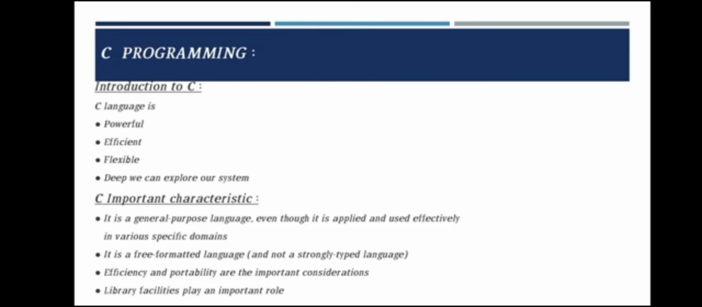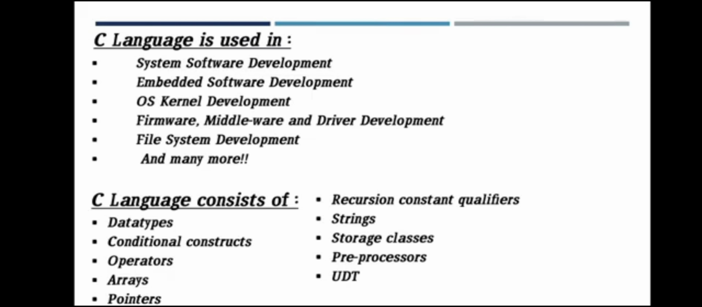Coming to C programming, C language is powerful, efficient, and flexible, and we can explore our system deeply. C's important characteristics are that it is a general purpose language, even though it is applied and used effectively in various specific domains. It is a free formatted language. Efficiency and portability are the important considerations. Library facilities play an important role.